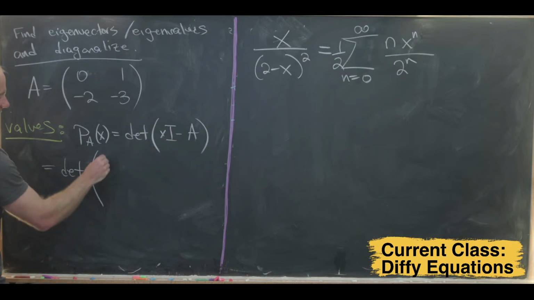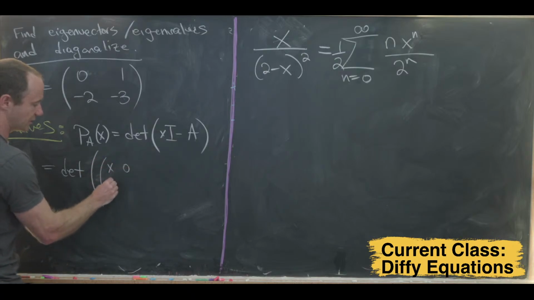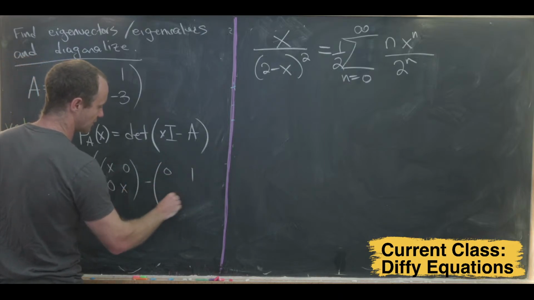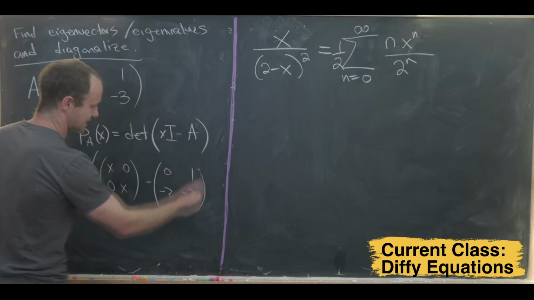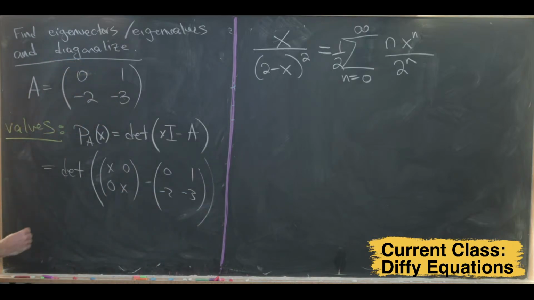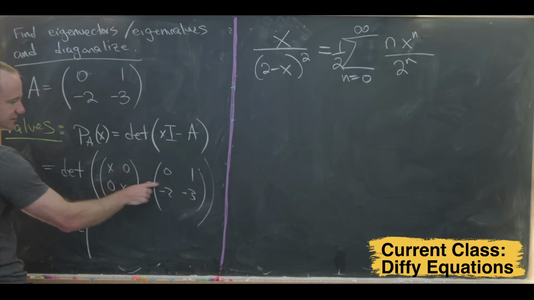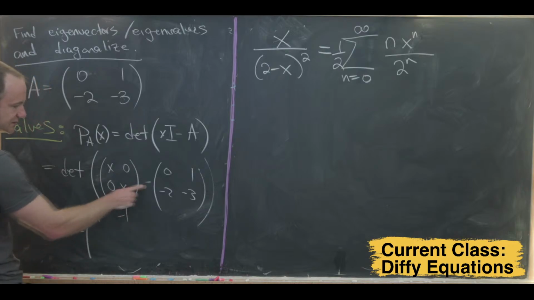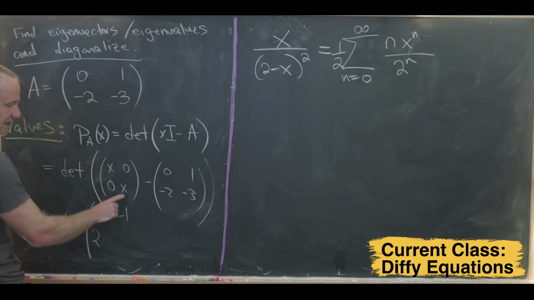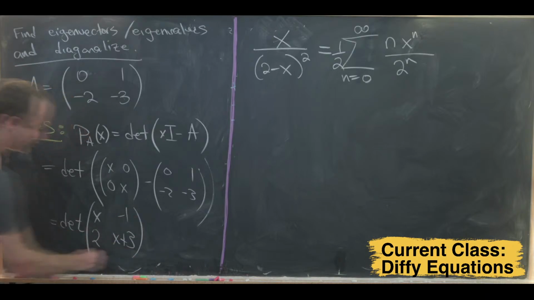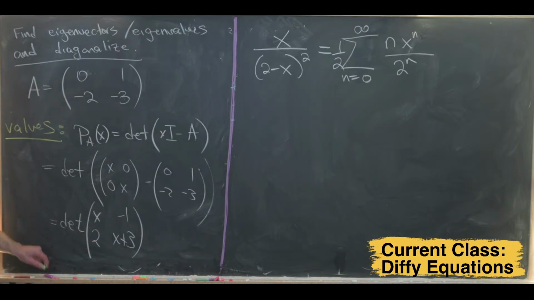So we've got, let's be really thorough, x, 0, 0, x minus our matrix, which is 0, 1, minus 2, minus 3. So we've got something like that. That means we need to find the determinant of x minus 0 is x, 0 minus 1 is negative 1, 0 minus negative 2 is 2, x minus negative 3 is x plus 3.